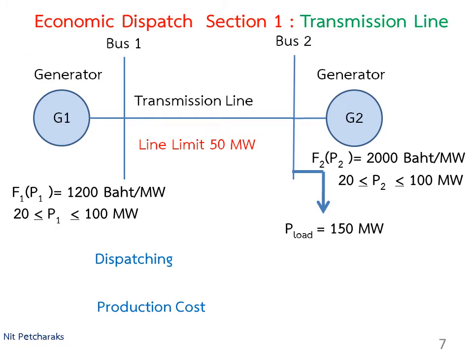Now we put one more constraint, transmission line constraint. Power flow in transmission line must not be more than 50 megawatt. Even though G1 is cheaper, it could not produce more than 50 megawatt because of line limit. G2 must produce the rest of the power, 100 megawatt, to supply the load 150 megawatt.